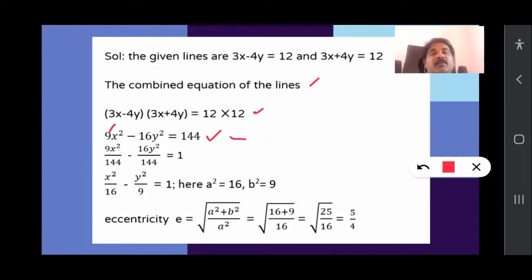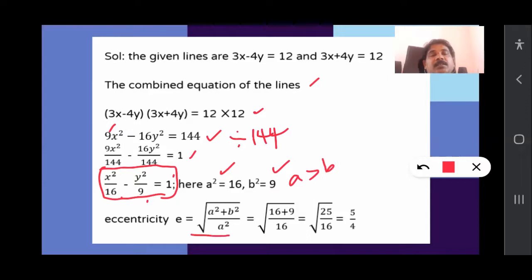Therefore, dividing by 144, we get 9x square by 144 minus 16y square by 144 is equal to 144 by 144 is equal to 1. Therefore, x square by 16 minus y square by 9 is equal to 1. This is the hyperbola equation. Here a square is equal to 16, b square is equal to 9. a is greater than b. Therefore, the eccentricity e is equal to under root of a square plus b square by a square.